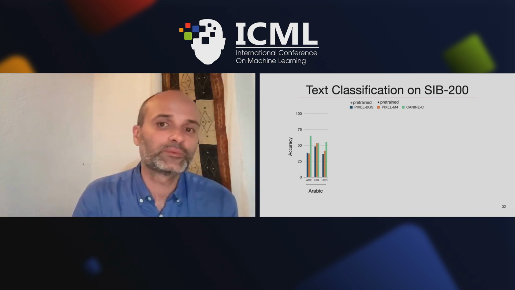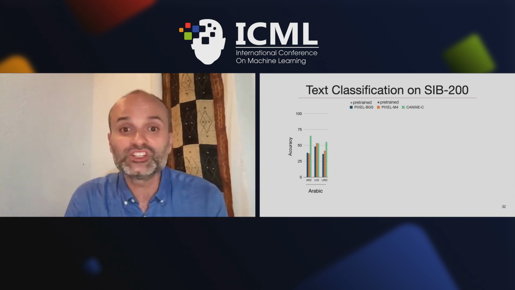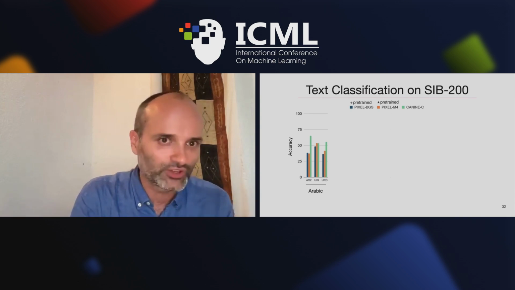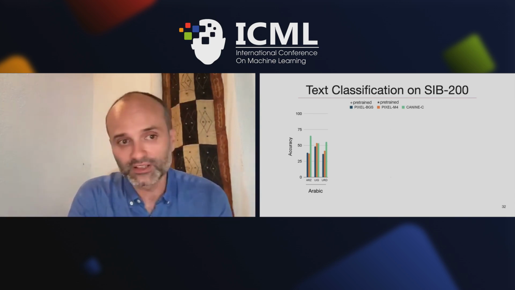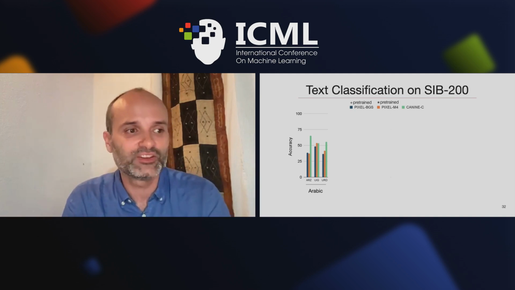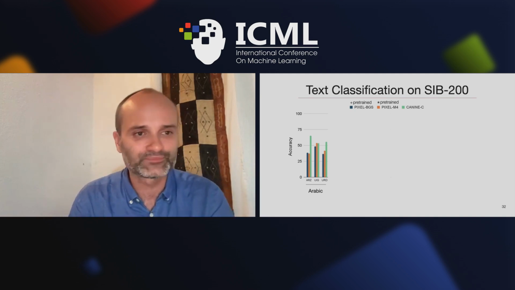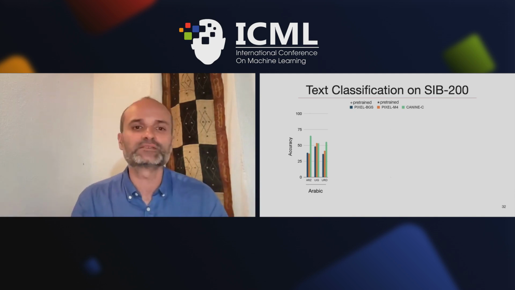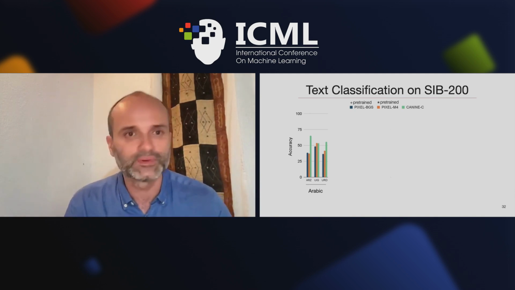I'm going to show the performance of 3 models here. So the Pixel BGS is the bigrams model, trained only on English. M4 is our multilingual model, and Canine is the model I've been comparing against that uses UTF-32 code points. I'm going to step through the results kind of slowly so that we can take them in.